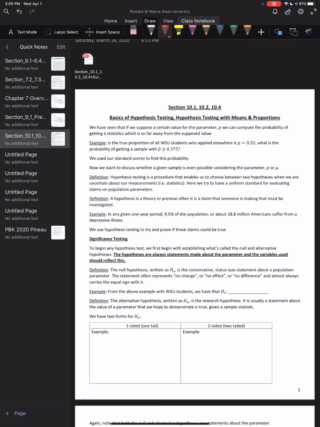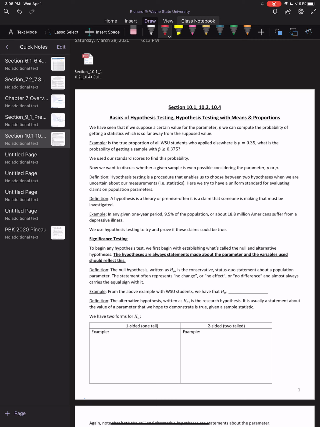So it says we've seen so far that if we suppose a certain value for a parameter p, we can compute the probability of getting a statistic which is so far away from the supposed value. So here's an example. If the true proportion of all Wayne State students who applied elsewhere is p equals 0.35, what is the probability that we get a sample p hat greater than 0.375? And what we did in Chapter 7 is we used our standard scores to actually get this probability.